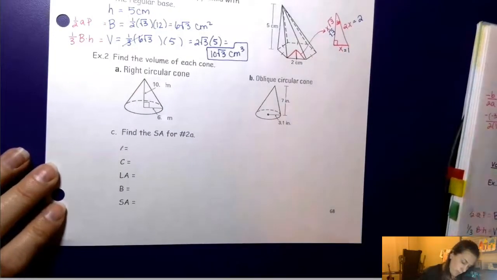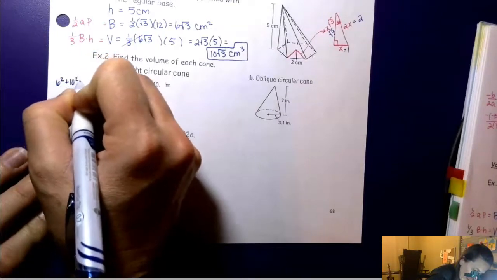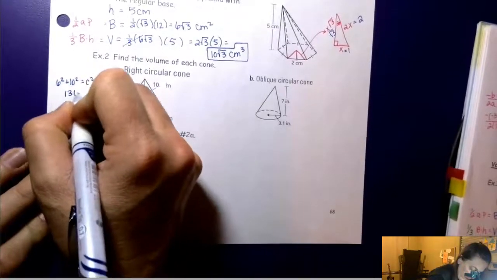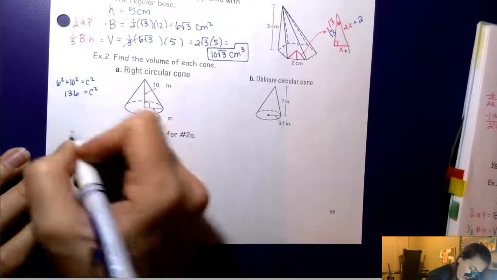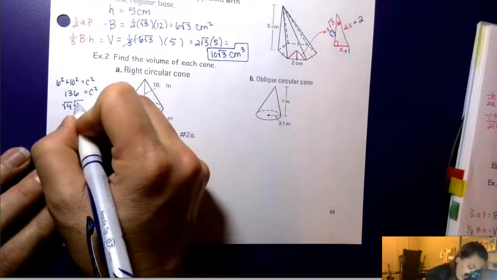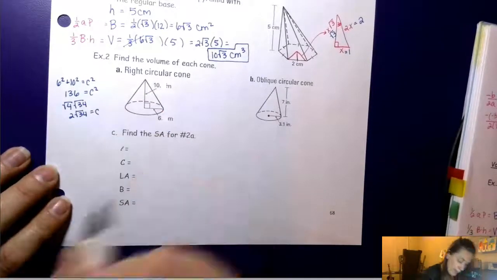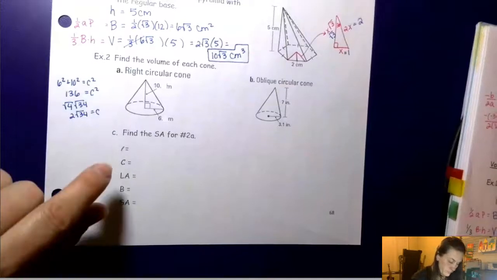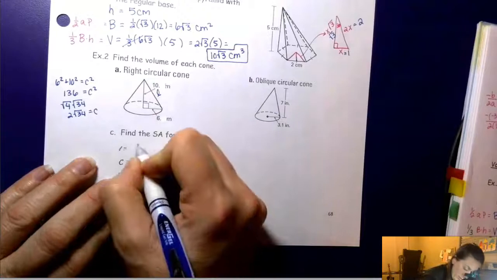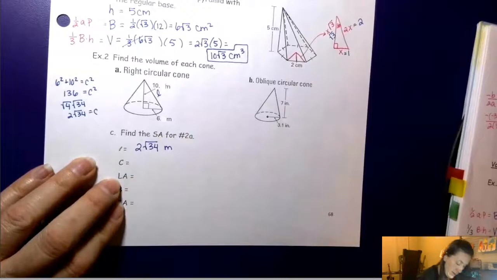Here I'm going to use the Pythagorean theorem, 6 squared plus 10 squared equals c squared. 36 plus 100, I get 136 equals c squared. That is going to be 4 times 34. I get 2 root 34 is my height. Or my slant height, sorry, my slant height is what I'm finding right here. 2 root 34. And my units are meters.